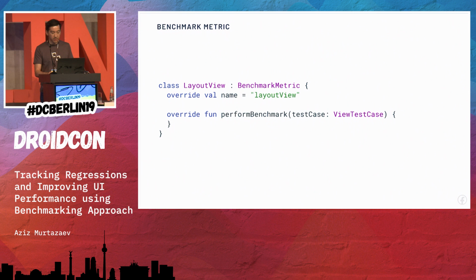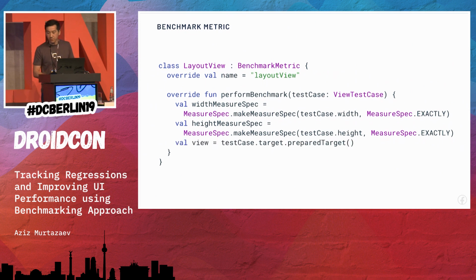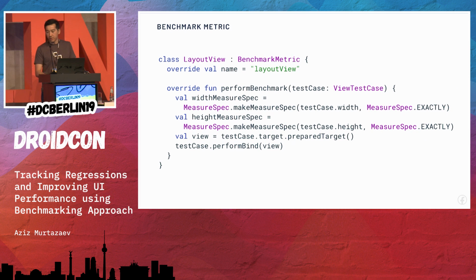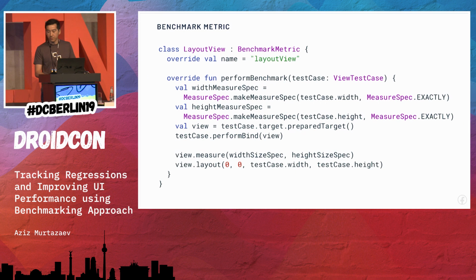method called perform benchmark. It accepts a test case. What we do is first we get the measure specs, because in the test case we already provided width and height. Then we initialize views. Then we do binding. And now we can do measure and then layout the views. However, we are interested only in the measure and layout part. So the previous setup part should be excluded from the benchmarking time.